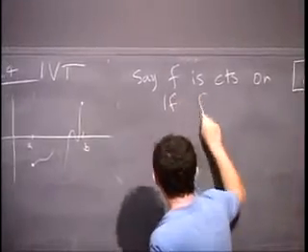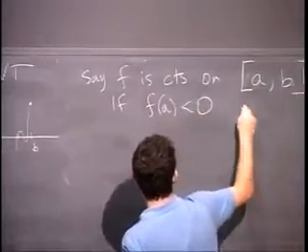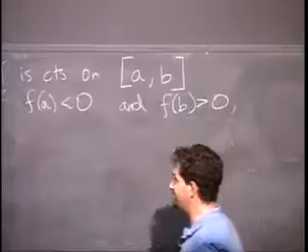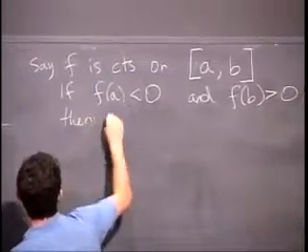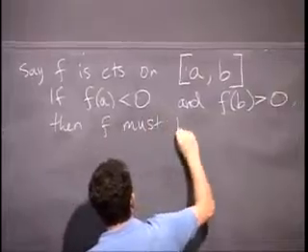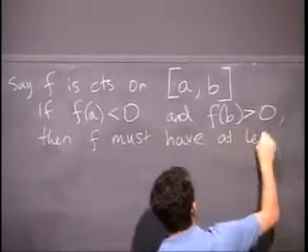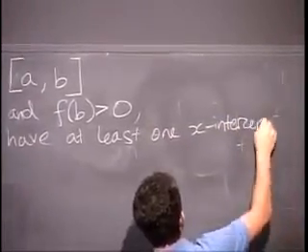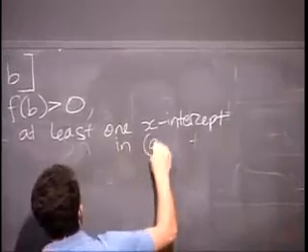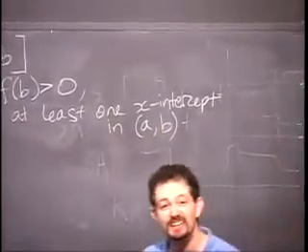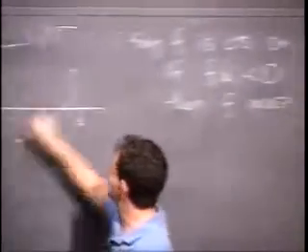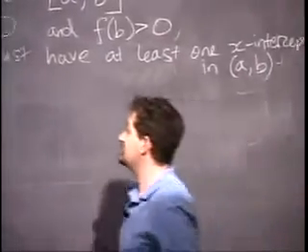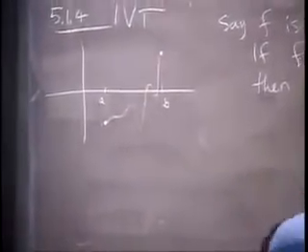So if f(a) happens to be less than 0, and f(b) is greater than 0, then f must have an x-intercept. At least one. And, of course, it has to be in the open interval (a, b), because it can't be at a, because f is negative there. It can't be at b, because f is positive. So there has to be at least one x-intercept in the middle.